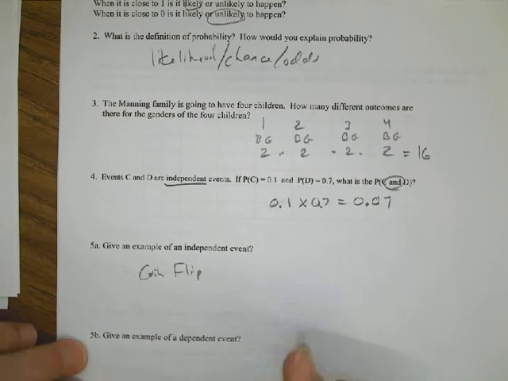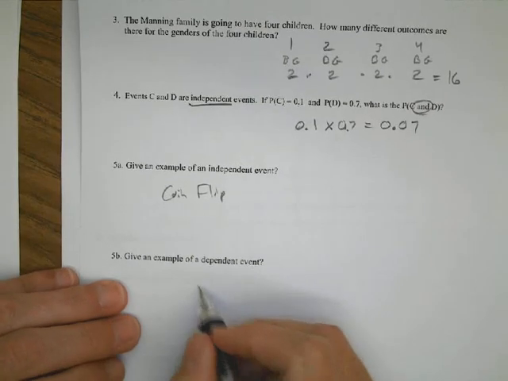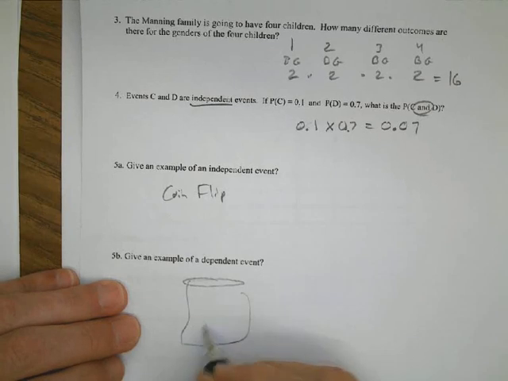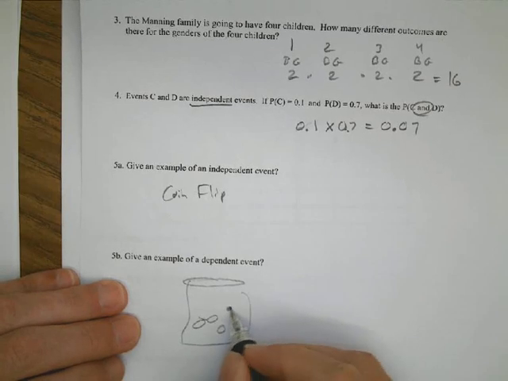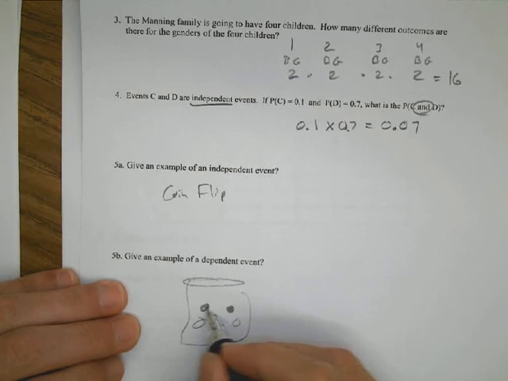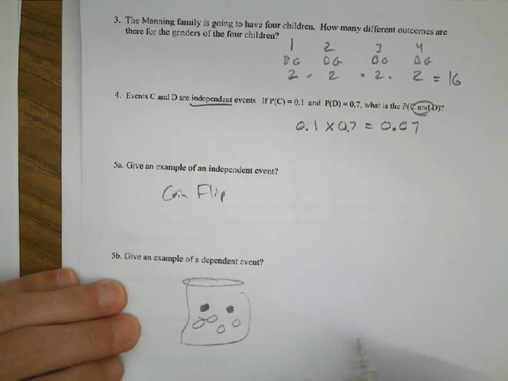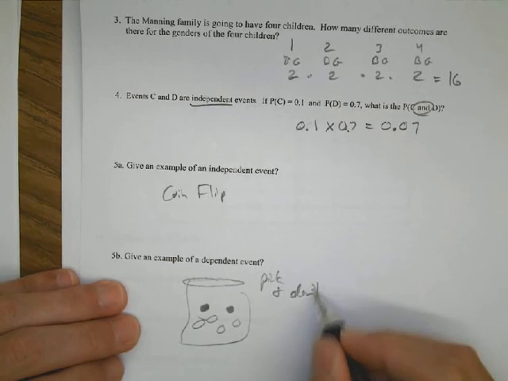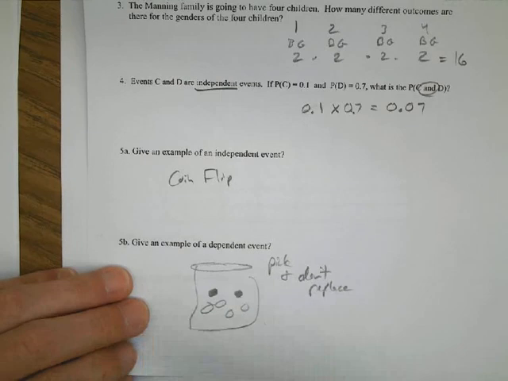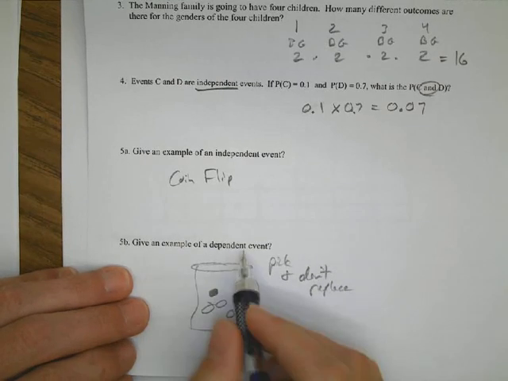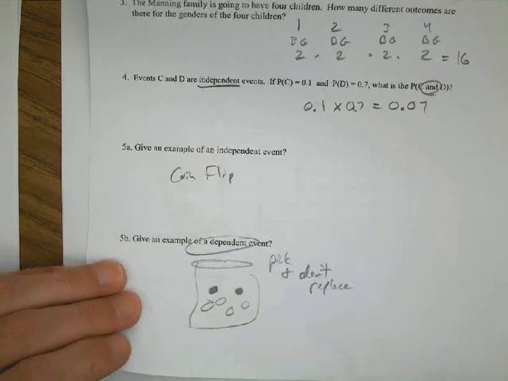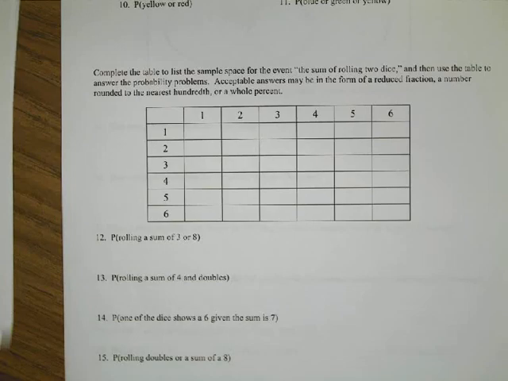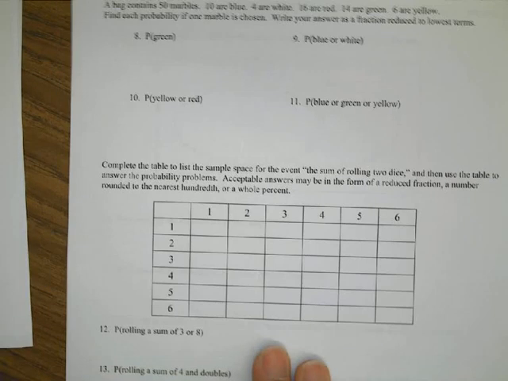A dependent event would be something like number 5B, where you have a bag, and maybe you have some marbles in the bag, right? You have some dark marbles and some clear marbles, whatever. And if I pick one out and I don't replace it, then what happens the second time I pick will depend on what happens the first time. That's a dependent event, where it depends on what happened the first time. Okay, moving on to the next page.